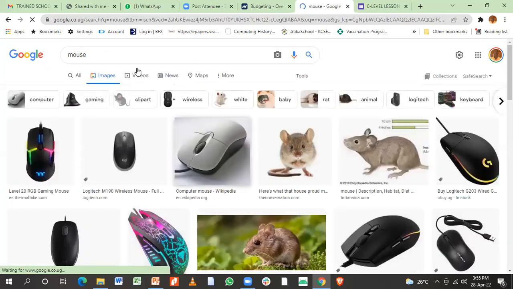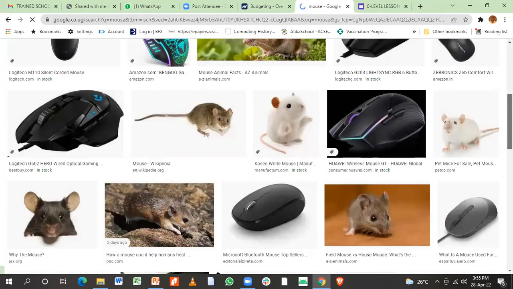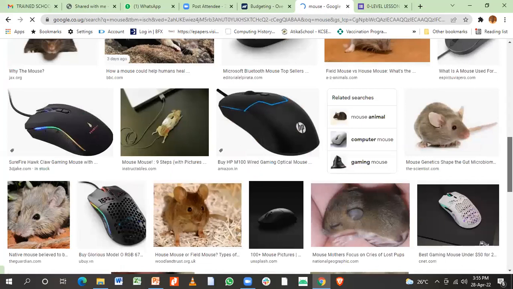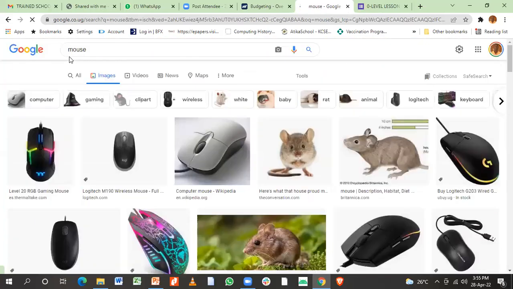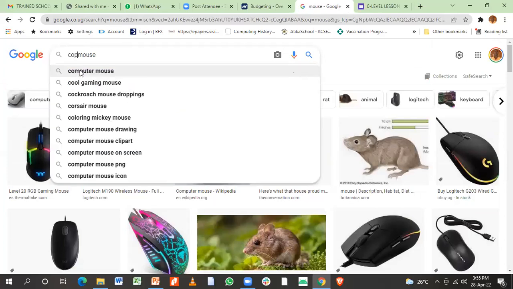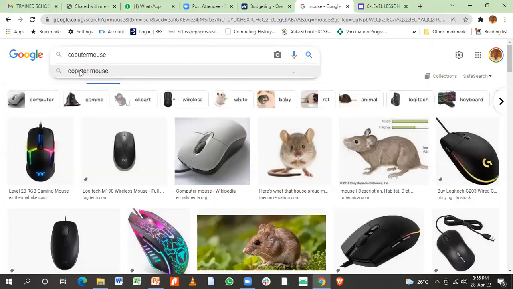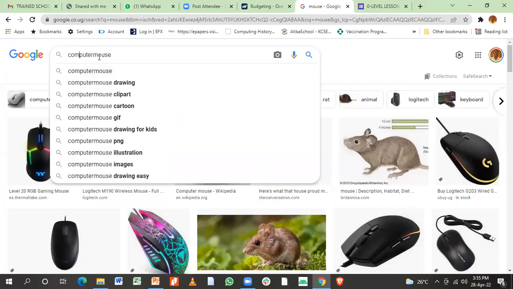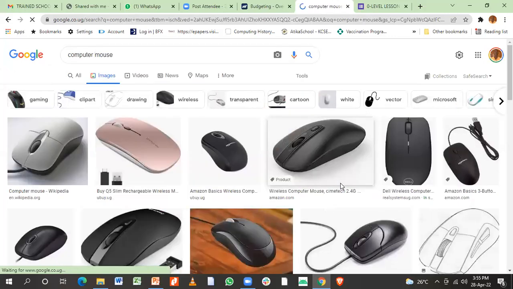When we look at the mouse, not this church mouse, what is it now? I need to define things clearly here so that it doesn't bring me what I don't need. Okay. There we go. Then it will bring what I need. So you want a computer mouse.